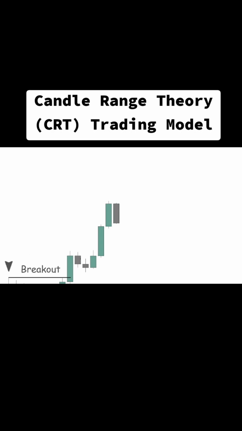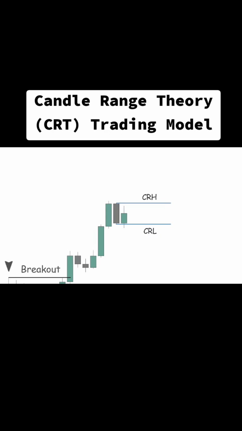Here we have our first pullback candlestick. We mark the highest point as candle range high and the lowest point as candle range low. Now the only thing we want to see is that the price breaks below the CRL and returns back inside the range. But if we get another bearish candle completely breaking below the CRL, then we will skip the trade and keep looking for the next setup. So let's see what happens when the next candle forms.